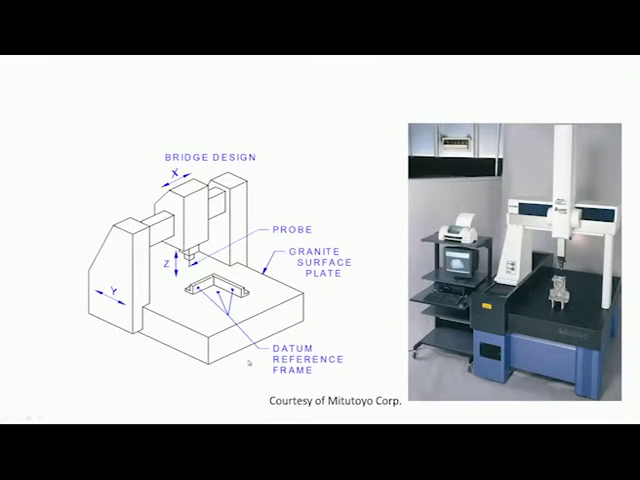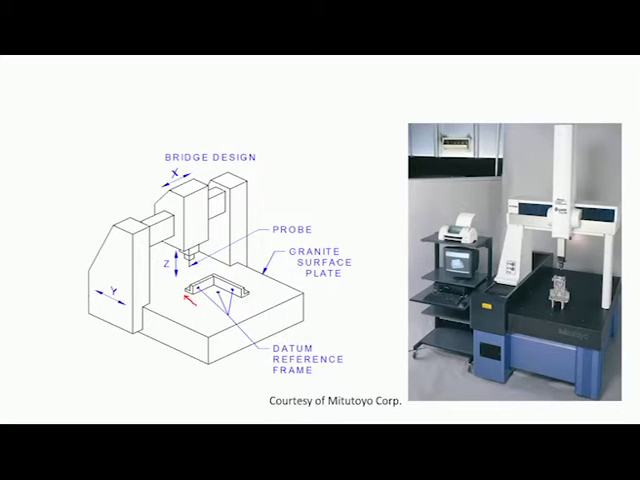Now, these pictures show the commercially available coordinate measuring machine. You can see the granite table, and then 2 columns are there to support this bridge, and then you can see the different axes. When the table moves in this fashion, it is the y axis, and movement in this direction is the x axis, and vertical movement of the probe is the z axis.